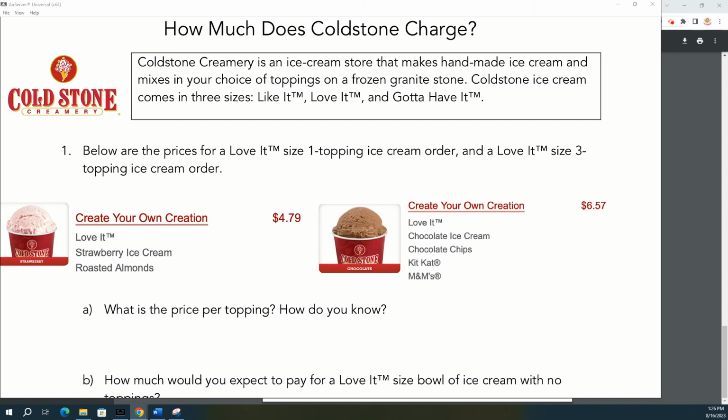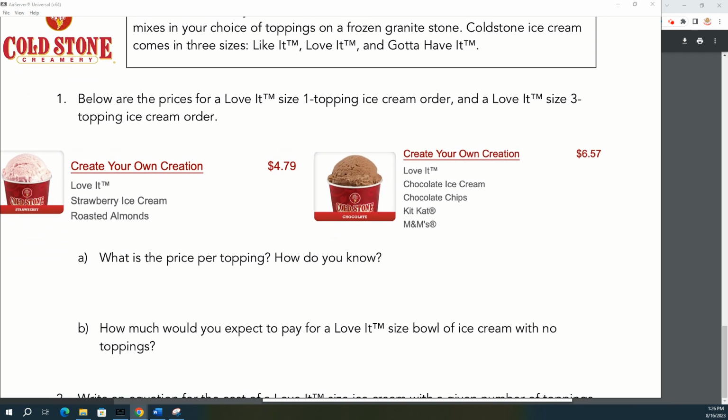Okay, so I went around and I'm pretty sure I saw everybody got the 89 cents for the price per topping. But what did you guys do to get that? Subtracted the prices. So you found the difference in the prices. And then what? Why two? That's the difference in the toppings. And so, very good. So that was 89 cents.